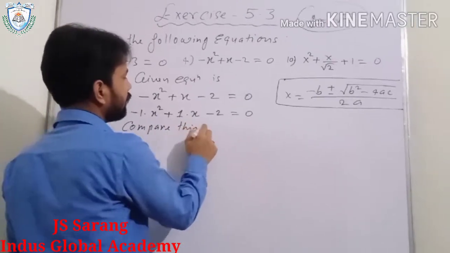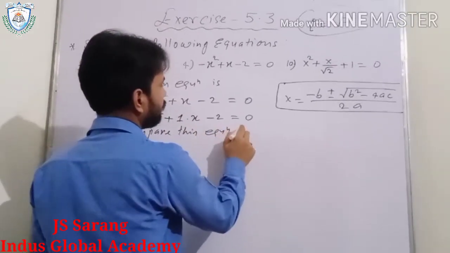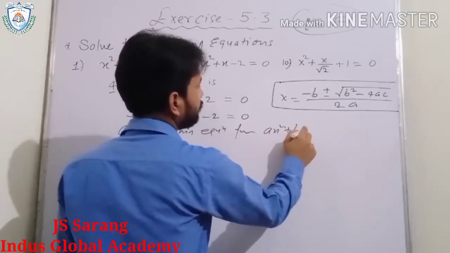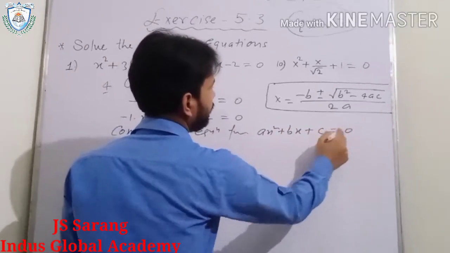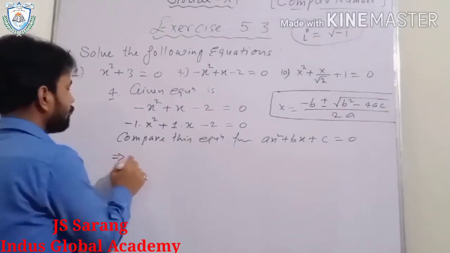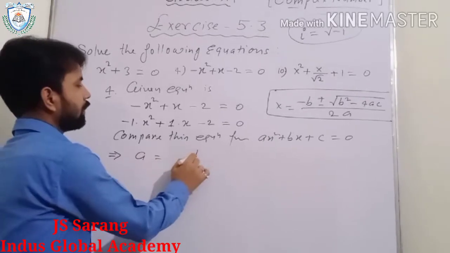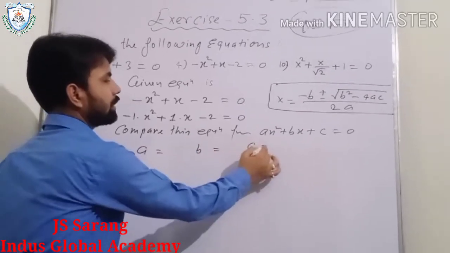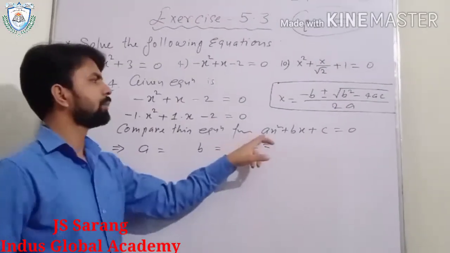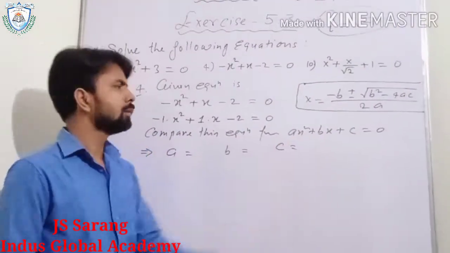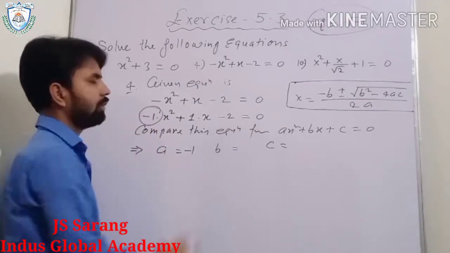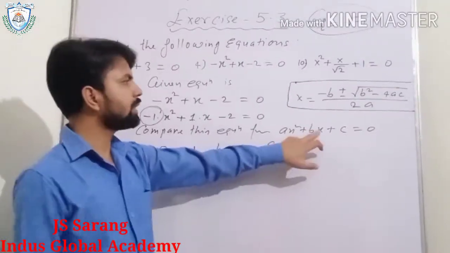Compare this equation with ax square plus bx plus c equal to 0. From here we will get the values of a, b and c. I told you in the previous question, what is a? A is the coefficient of x square. So beta, what is the coefficient of x square here? That is minus 1.